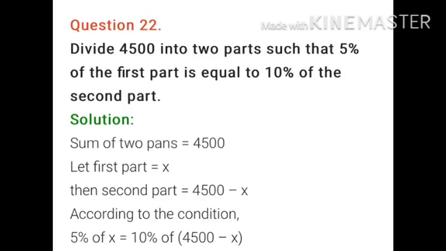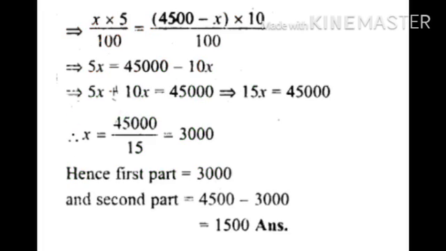Now according to the question, 5% of x is equal to 10% of (4,500 minus x). After solving this we get 5x is equal to 45,000 minus 10x. So 5x plus 10x is equal to 45,000. So 15x is equal to 45,000. Then x is equal to 45,000 divided by 15, which is equal to 3,000. Hence the first part is 3,000 and the second part is equal to 4,500 minus 3,000, which is equal to 1,500.